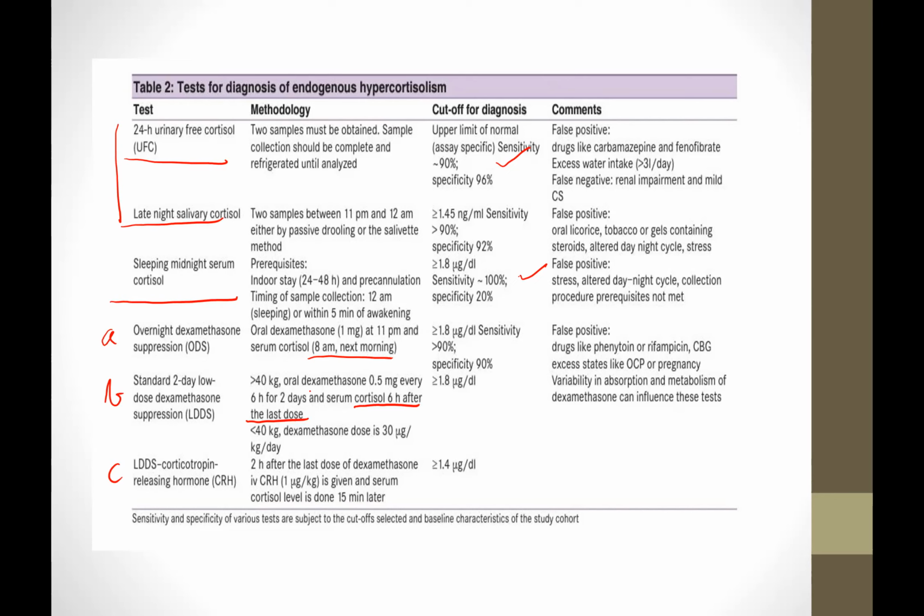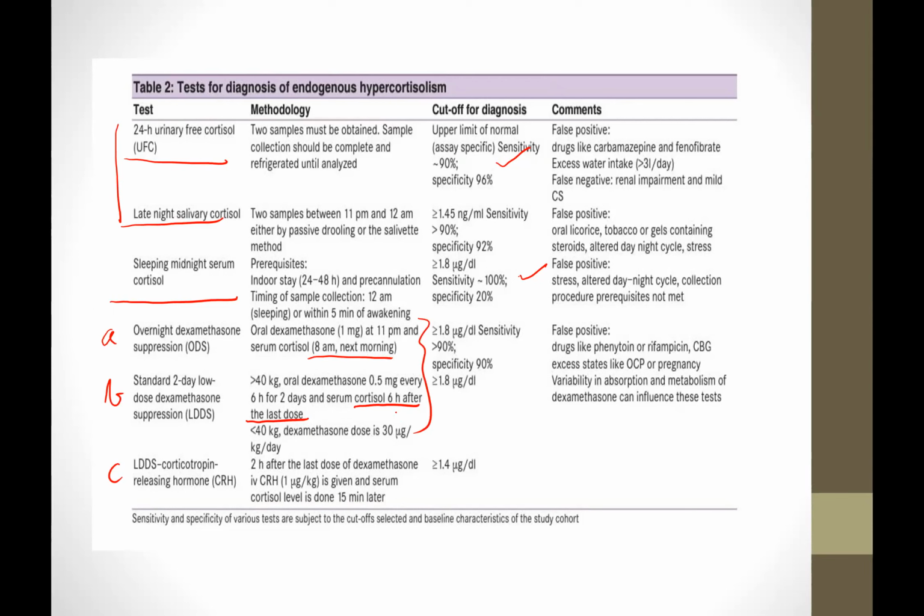The principle is the same as the above. Instead of giving a full 1 milligram and taking the sample next morning, here I give 0.5 milligrams of dexamethasone every 6 hourly for 2 days, which means I would have given 2 milligrams on the first day and 2 milligrams on the second day. Total 4 milligrams is given, and 6 hours after the last dose of dexamethasone I take the sample. The specificity and sensitivity are the same for LDDS and ODS. Both you can do. So overnight is simpler. LDDS requires 2 days of treatment. So you can try any one of them.